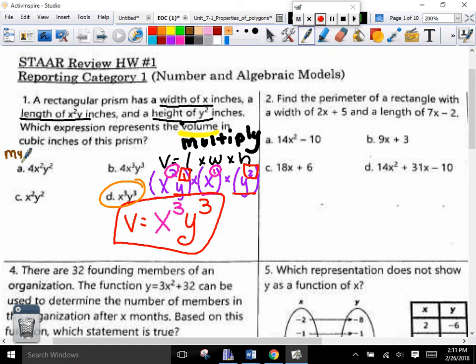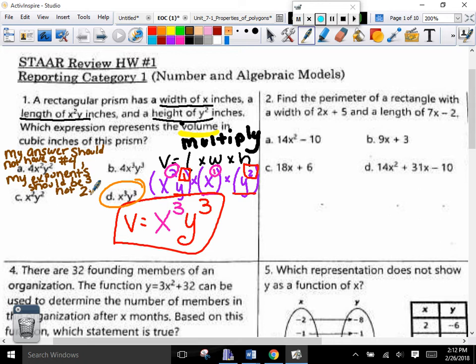So my answer should not have a number 4. My exponents should be 3, not 2. So that would be my explanation for letter A, why it's incorrect.